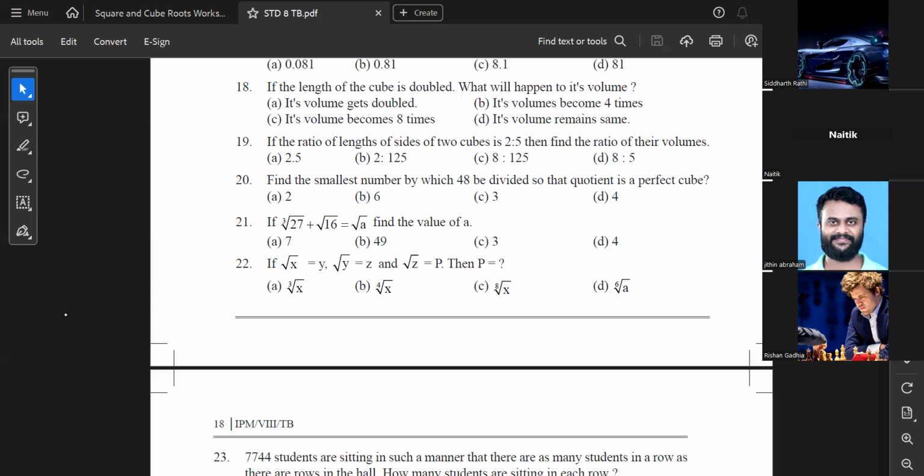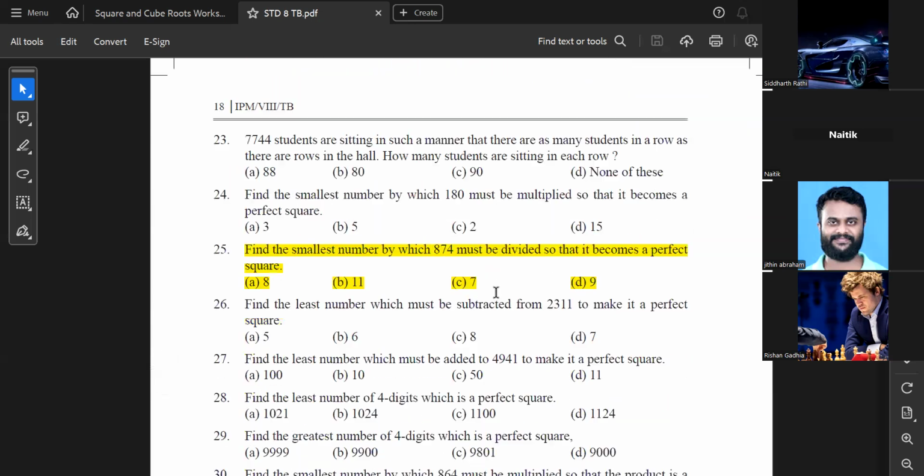Proceeding further. 25, right? Find the smallest number by which 874 must be divided so that it becomes a perfect square. I'm not sure why this is highlighted, but is there anyone who might have got the answer to this problem? Sir, I have also a doubt. I have solved the problem, but only 25 I'm not able to solve.